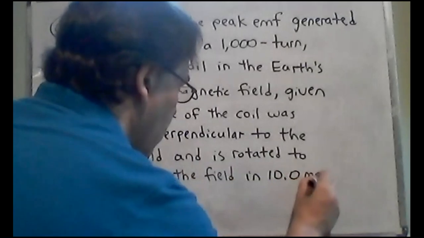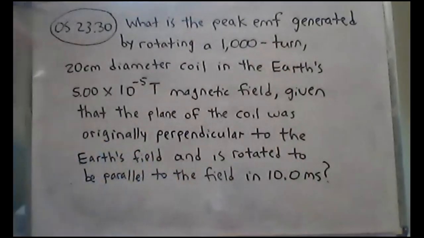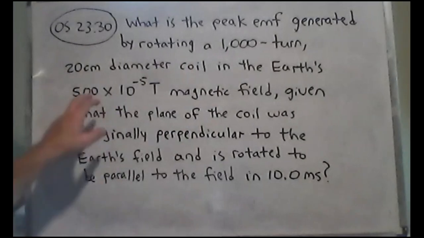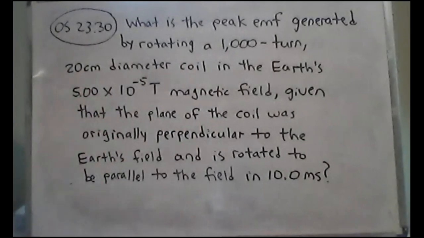All right. So what is the peak EMF generated by rotating a 1,000 turn, 20 centimeter diameter coil in the Earth's 5.00 times 10 to the negative 5 Tesla magnetic field, given that the plane of the coil was originally perpendicular to the Earth's field and is rotated to be parallel to the field in 10.0 milliseconds. So again, we can pick all the information out of this. N equals cap N is 1,000 turns. The diameter is 20 centimeters. So it's a circle. The magnetic field B is 5.00 times 10 to the negative 5 Tesla.